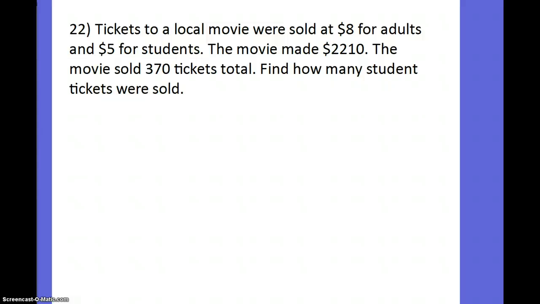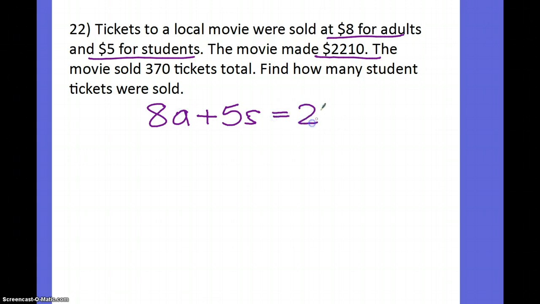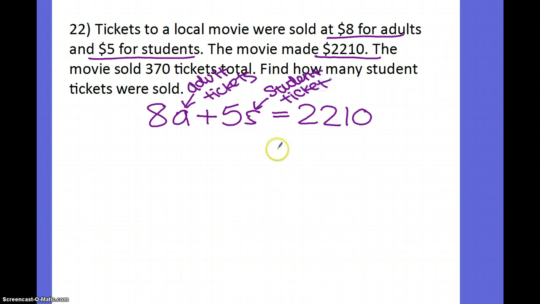Tickets to a movie were sold at $8 for adults, 5 for students. Total money, 8 for adults plus 5 for students equals total money. And A is adult tickets, where S is student tickets. And total tickets is 370. So A plus S, adult tickets plus student tickets, is total tickets.